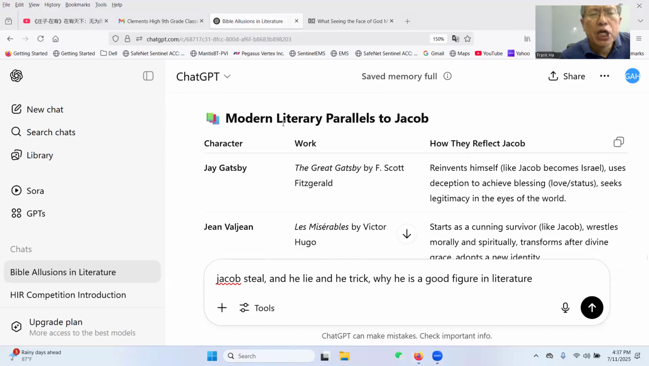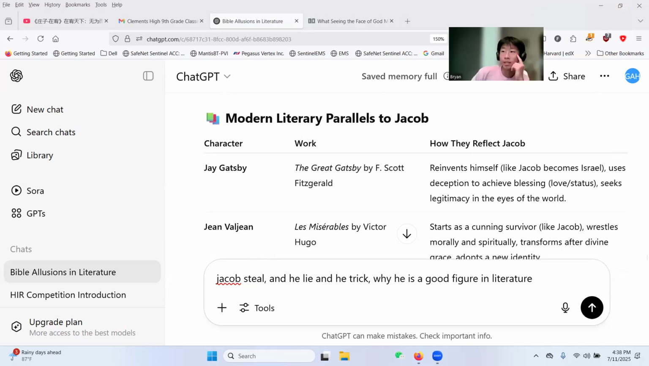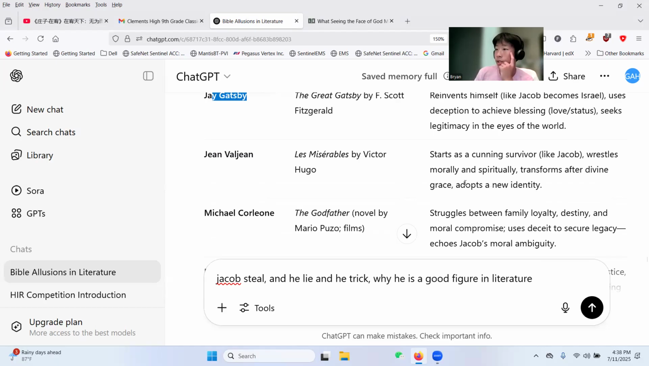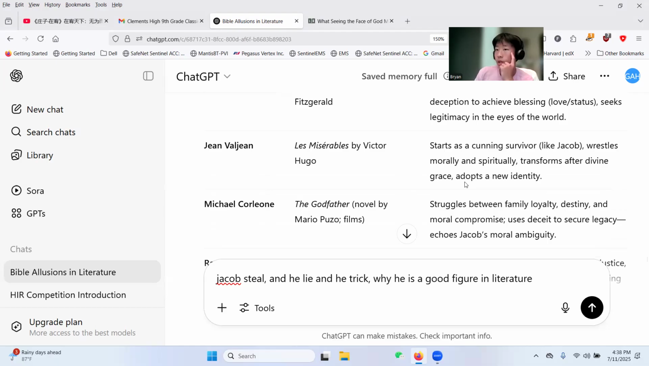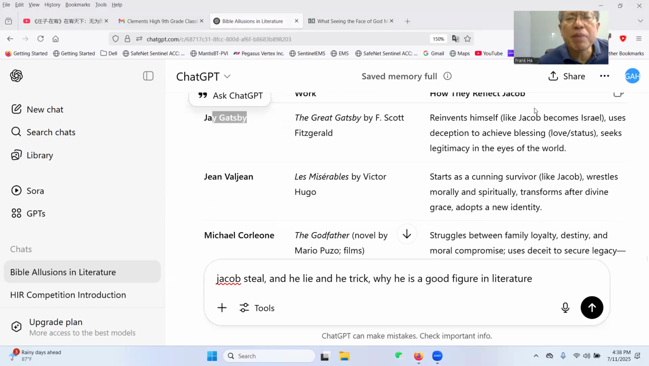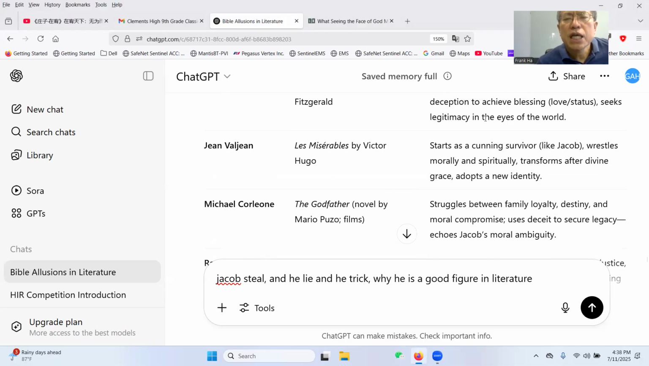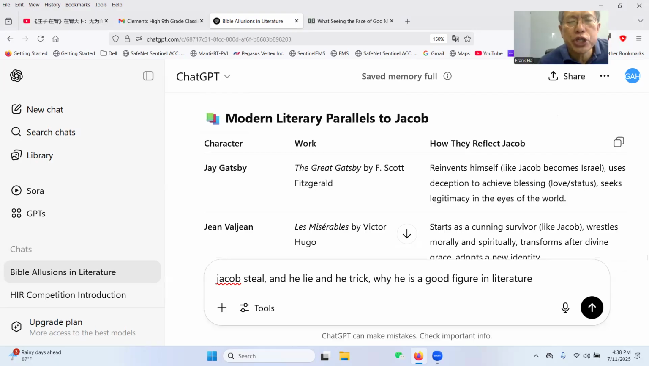Brian. A modern literary parallel to Jacob. Go ahead. Jay Gatsby in The Great Gatsby. I will definitely teach this wonderful book to you, by F. Scott Fitzgerald. Reinvents himself like Jacob becomes Israel, uses deception to achieve blessing, love, or status, seeks legitimacy in the eyes of the world. How did he make his money? He became a gangster. He sold drugs and illegal alcohol in order to become super rich.